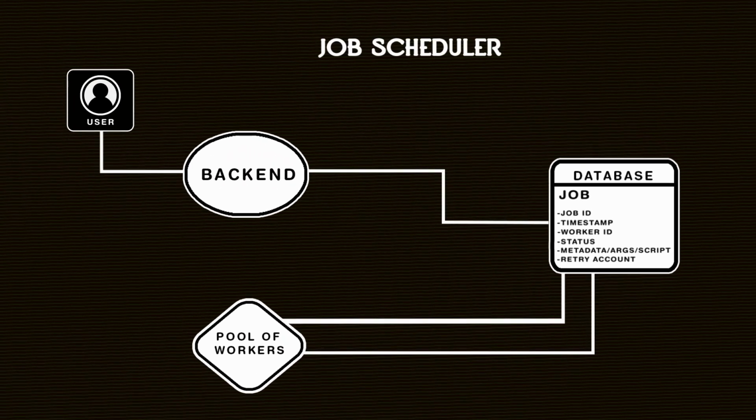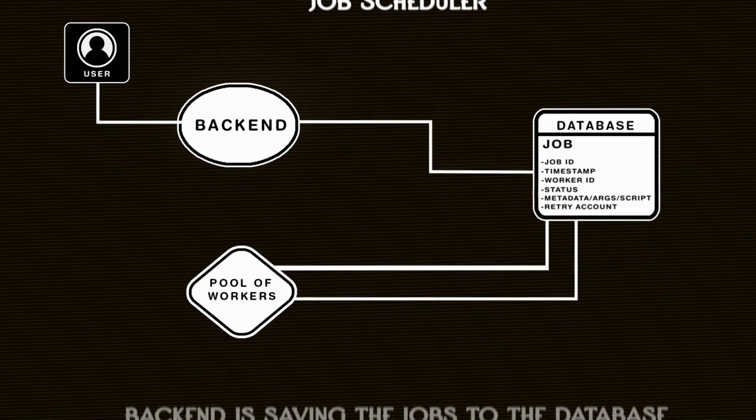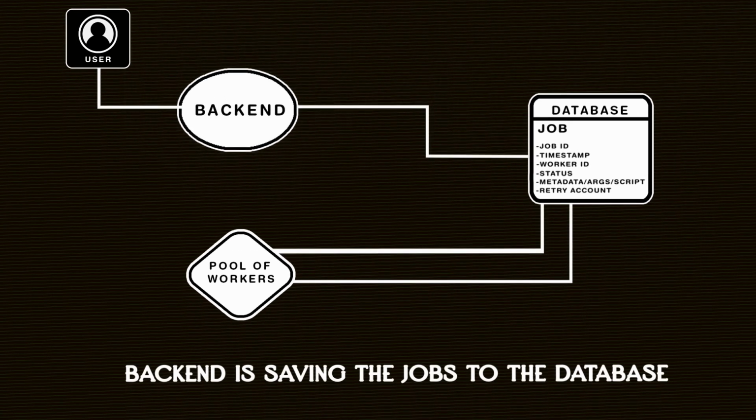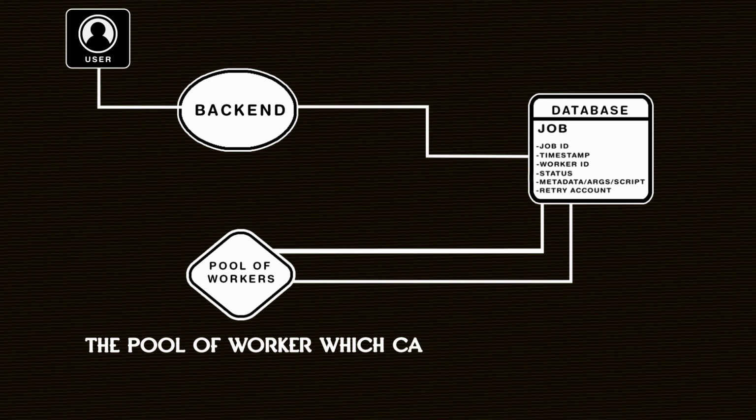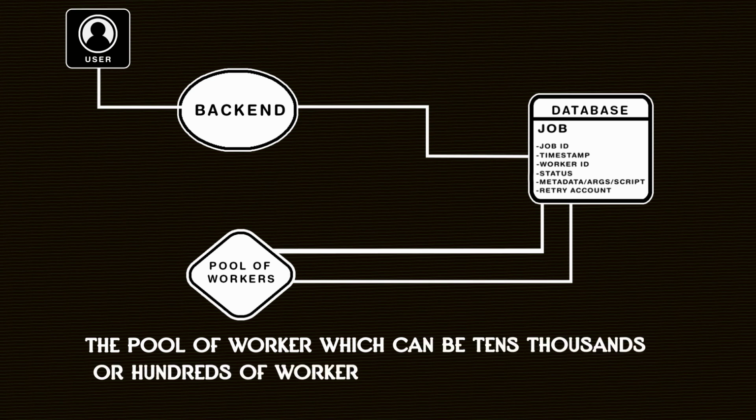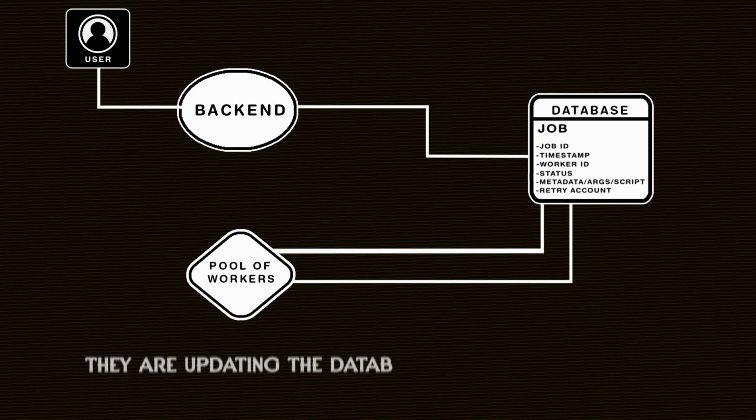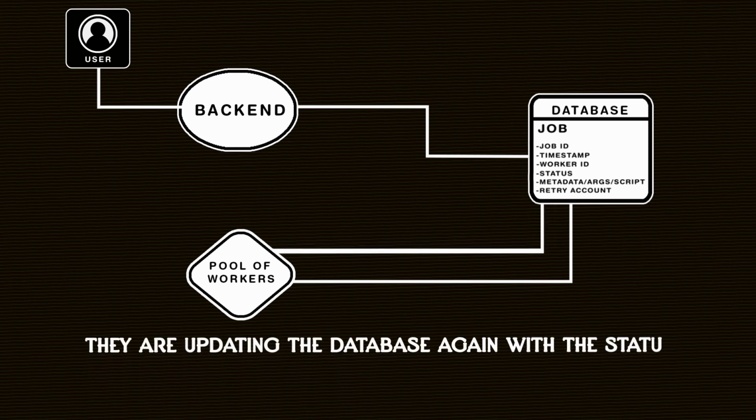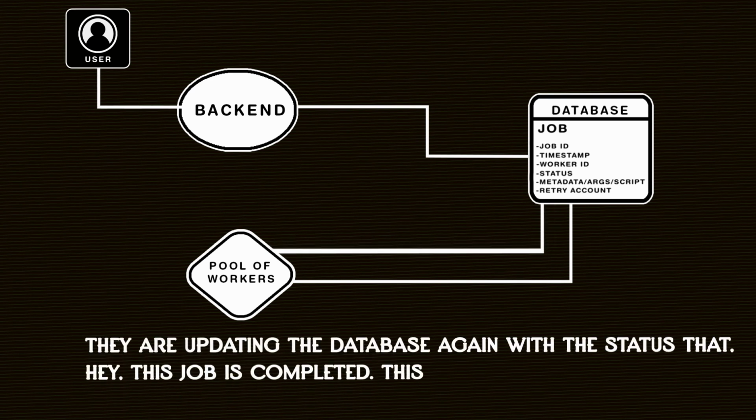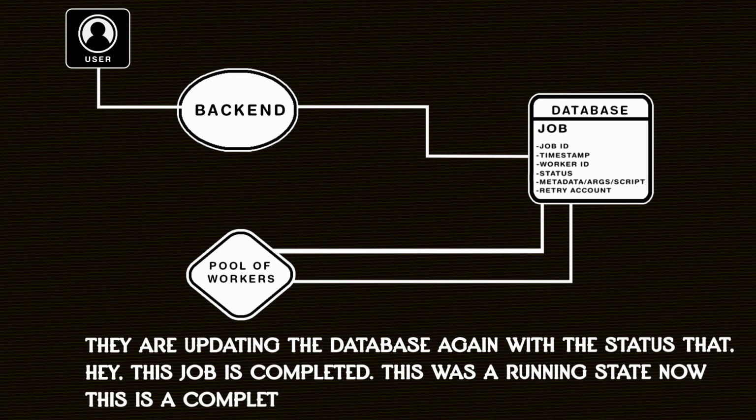First of all, this system is tightly coupled and all of the load is on the database. That is, the backend is saving the jobs to the database. The pool of workers, which can be tens, thousands, or hundreds of workers, are querying the database for the job. Then they are running the job, and then they are updating the database again with the status that, hey, this job is completed. This was a running state, now this is a completed state.